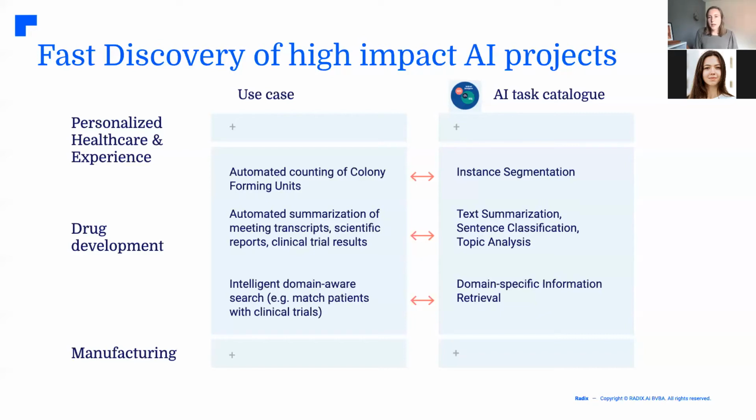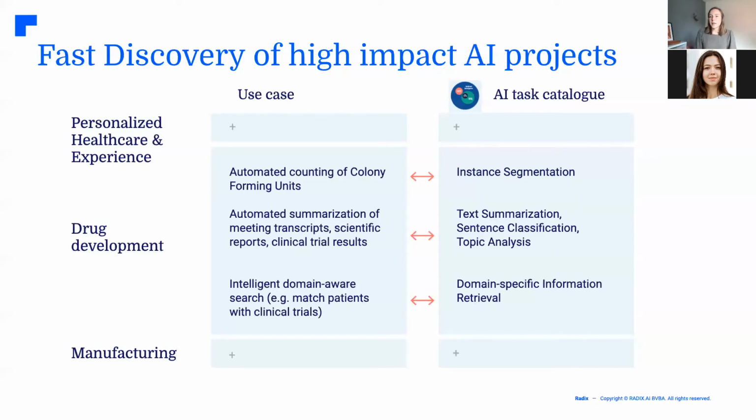Yes, thank you. A second use case that we believe has high impact is the use of text summarization to compile reports or to compile documents like meeting transcripts, clinical trial results. So what we see here is that there are huge amounts of information that we need to read, compile, bring together into a summary. So using techniques like text summarization, sentence classification, topic analysis, we can help to build these summaries in a more automatic way.